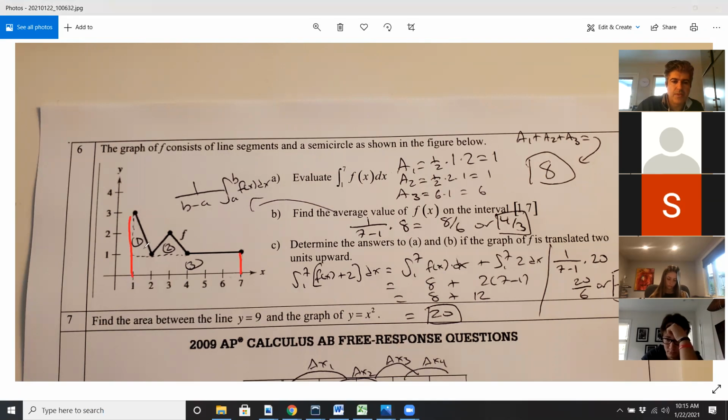3 regions. So I had a right triangle here, a normal triangle here, and then a rectangle down below. And I labeled those 1, 2, and 3. So area of region 1 is 1/2 times base times height, 1/2 times 1 times 2, so just 1. Area of region 2 is 1/2 times 2 times 1. That makes sense. And area of region 3 is just going to be the rectangle, which is 6 times 1, or 6. Add them up, you get 8. Done.